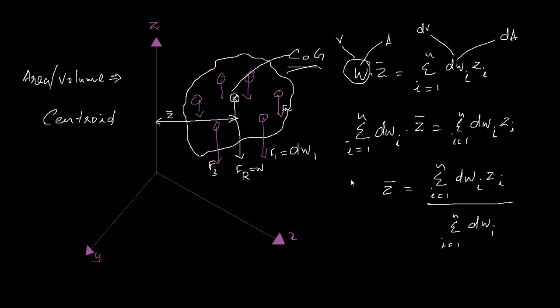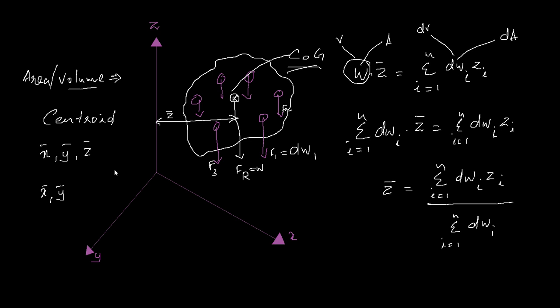And again, if you are finding the centroid based on the x-axis, then Z will change to x and Z bar will change to x bar. About the y-axis, this will be y and this will be y bar. So for a centroid, if you are finding a volume, you will have x bar, y bar and Z bar. And if you are finding an area, you have x bar, y bar, or x bar, Z bar, just two axes, because for an area you only need two axes.